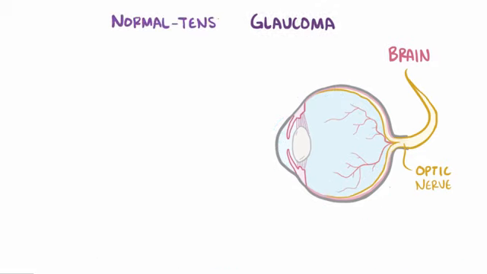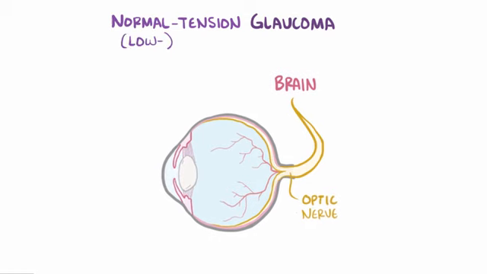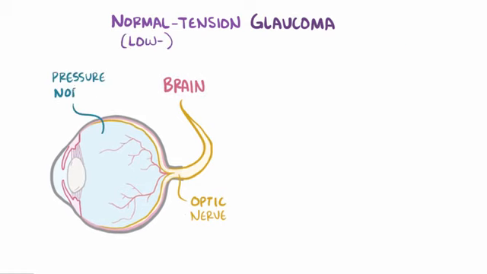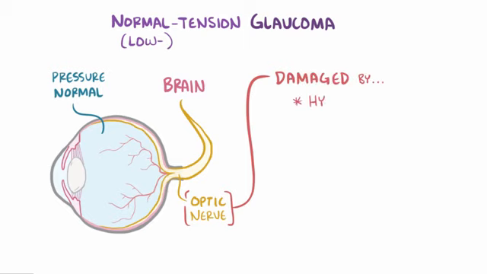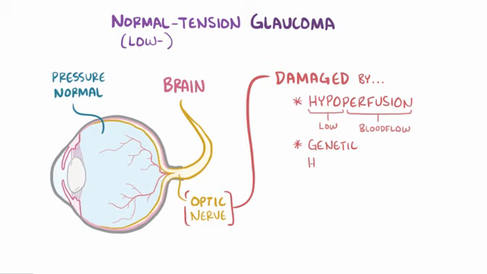Finally, normal tension glaucoma, or low tension glaucoma, happens when the pressure's normal in the eye. The cause of normal tension glaucoma is largely unknown, although it's thought that the optic nerve becomes damaged due to hypoperfusion, or poor blood flow, as well as potentially genetic hypersensitivity to pressures that are even in the normal range.